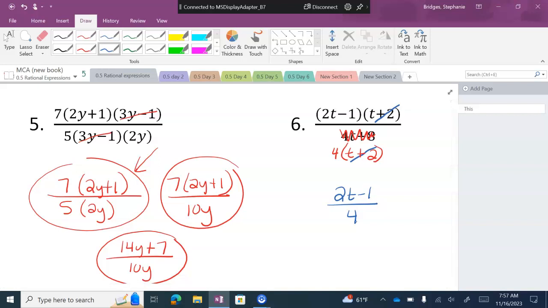No, that 2 is attached to the t, which is attached to the 1. That is a term, so therefore we can't simplify. If the negative 1 wasn't there, if it were just 2t over 4, then we could simplify. But because of that minus 1, there is nothing else we can do with that.